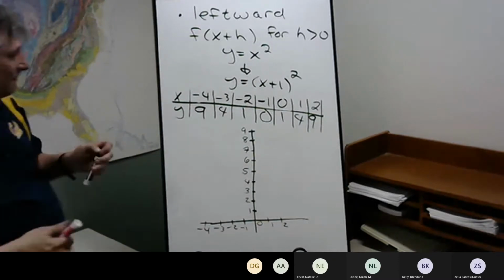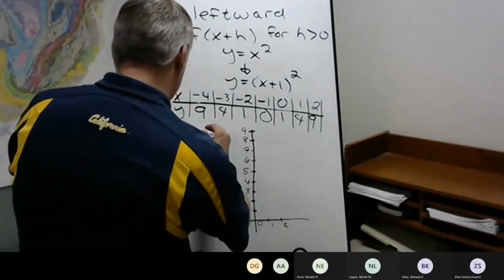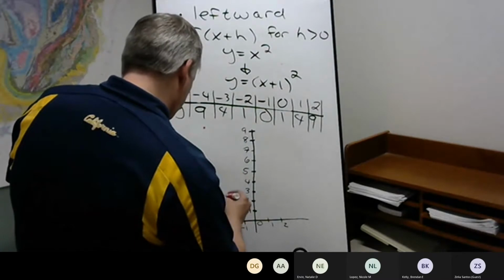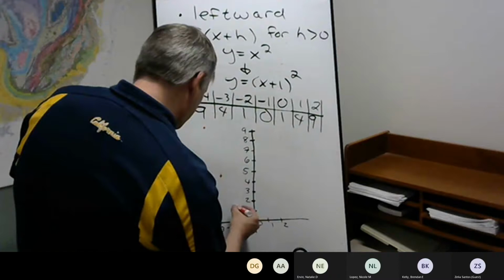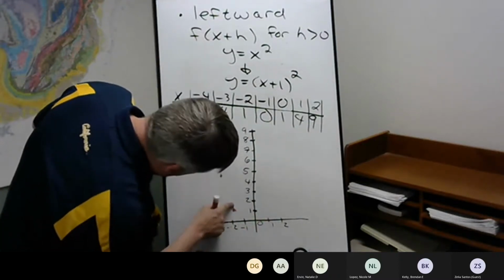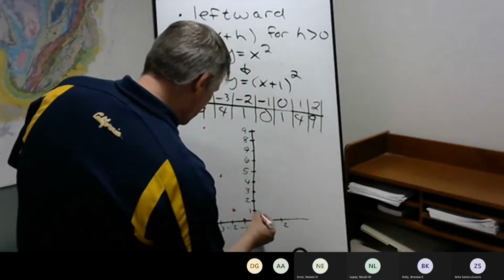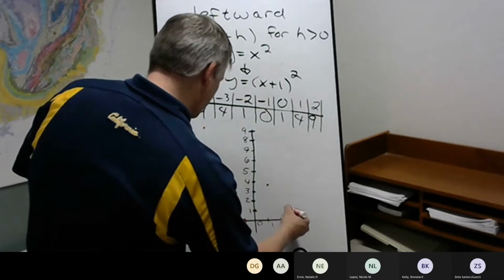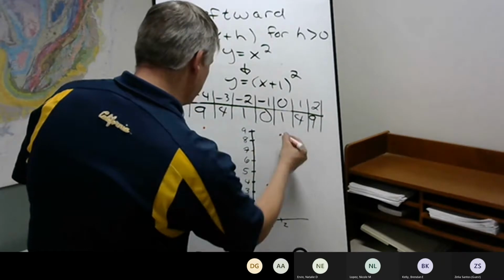So let's take a look. For -4, we got 9. For -3, we got 4. -2, we got 1. -1, we get 0. 0, we get 1. 1, we're going to get 4. And then 2, we're going to get 9.